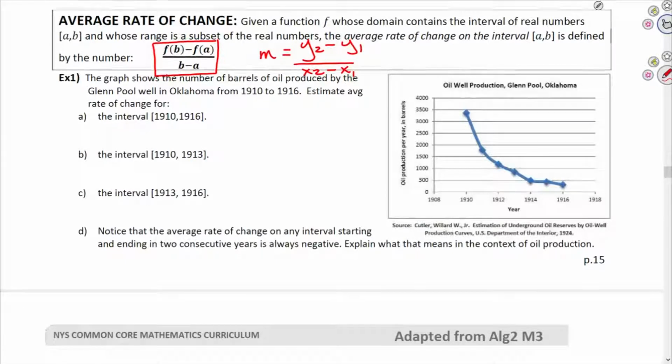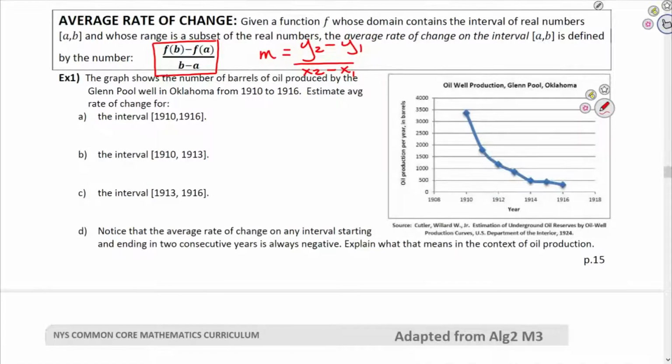Okay, let's look at this example. It's about oil well production in Glenpool, Oklahoma. This is the number of oil barrels per year that were produced between 1910 and 1916. We'll find the average rate of change in different intervals. So let's start off by looking at it between 1910 and 1916. That's all the data we have there.